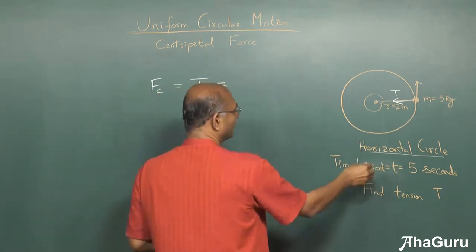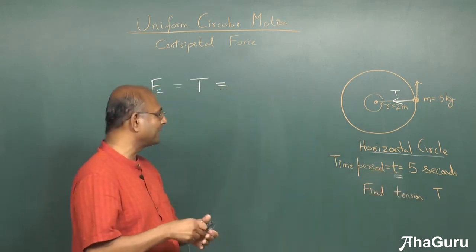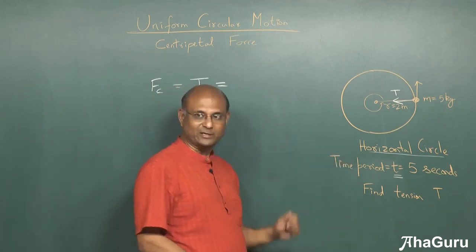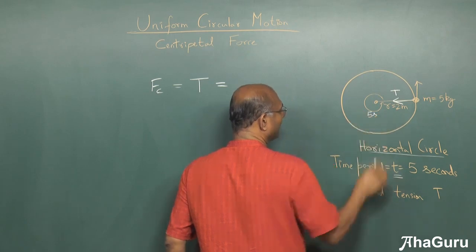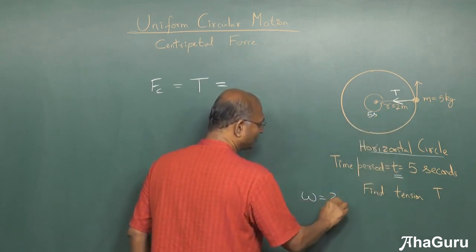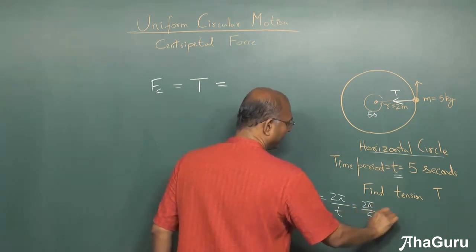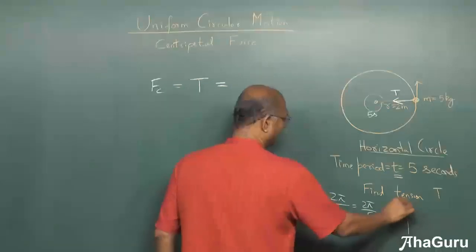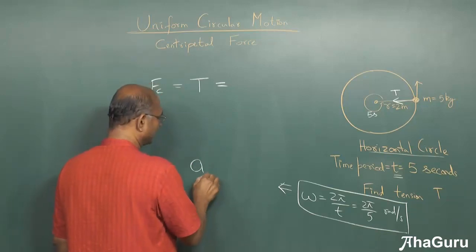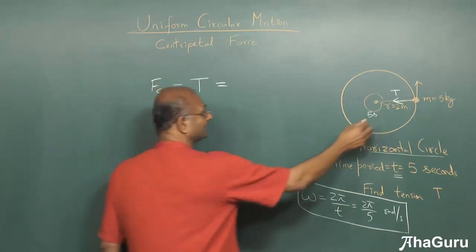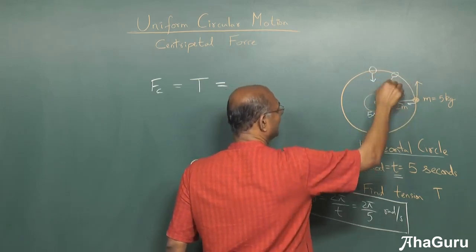Now the question says that the time period, I am using small t because tension, again capital T, will be getting confused. So we'll use time period small t. That is 5 seconds. It takes 5 seconds for this object to go around, which basically means omega is 2 pi by the time period, 2 pi by 5 radians per second. So that is the angular velocity. And this means the centripetal acceleration is in this direction, and when the particle comes there, it will be in this direction. If it was here, it will be in that direction.